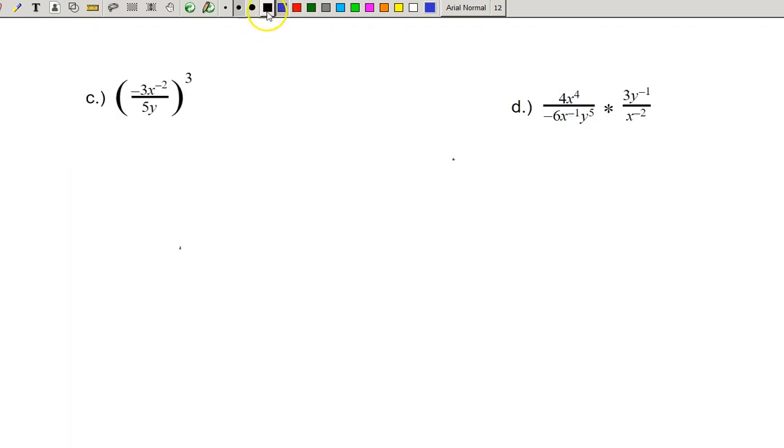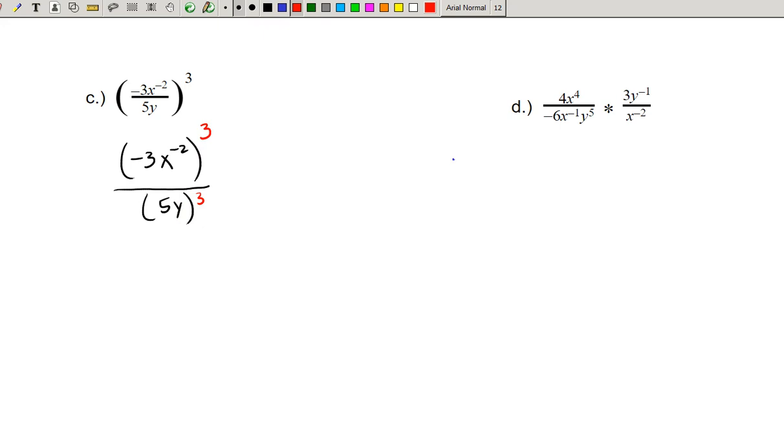All right, let's look at part C. Part C is very similar to part B. So again, we have a quotient, we have a fraction, but that is raised to the 3. So I would break that up into two things. The top, negative 3, x to the negative 2, that whole thing is going to be cubed. And then the bottom, we have 5y is also going to be all cubed.